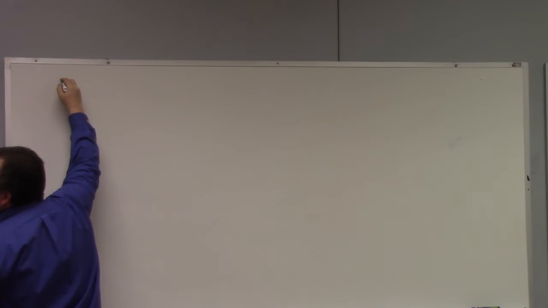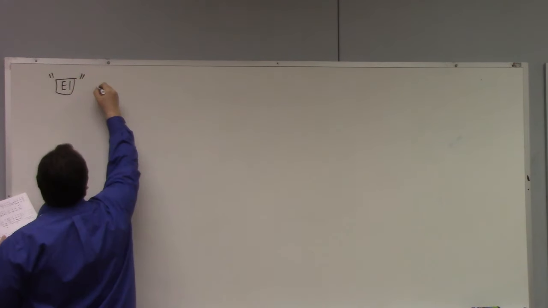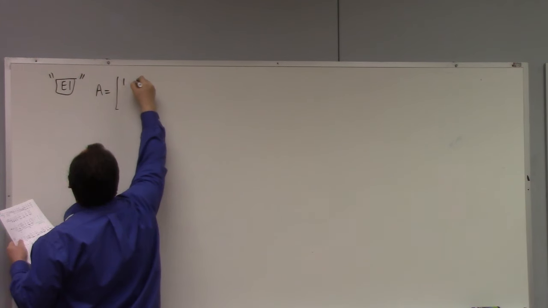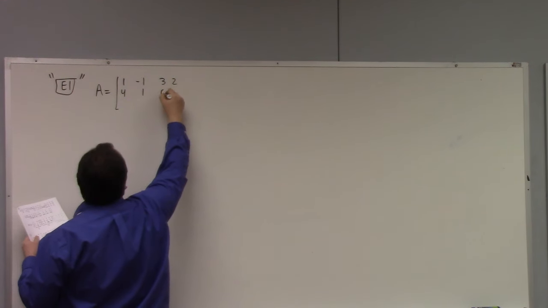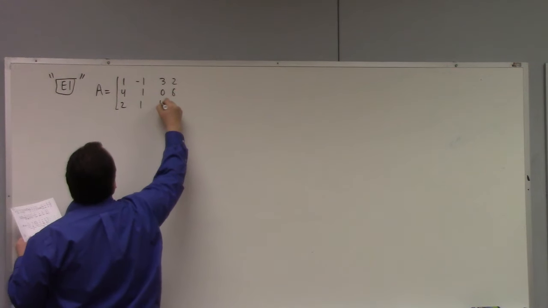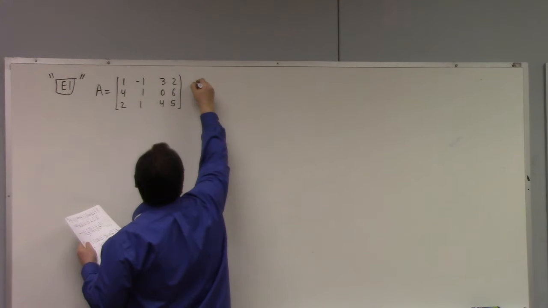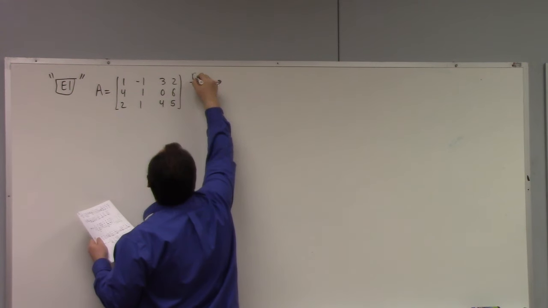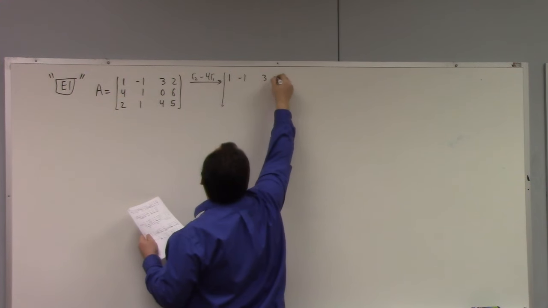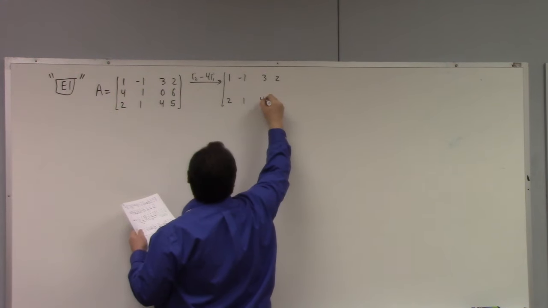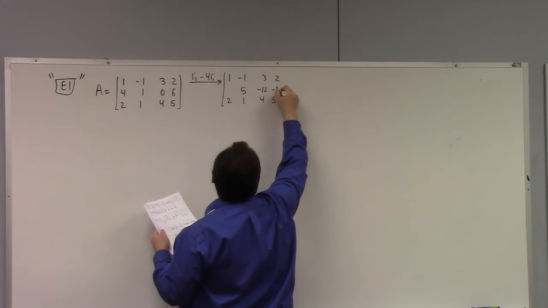So example, well, it's example one from my handout, so I'm going to stick with that. I'm going to put some quotes around it. So here we go. A equals 2, 1, minus 1, 3, 2, 4, 1, 0, 6, 2, 1, 4, 5. All right. And then what I'm going to do is row 2 minus 4 row 1. So 1, minus 1, 3, 2 unaltered. Of course, 2, 1, 4, 5 unaltered. And we get a 5, minus 12 and a minus 2 here.